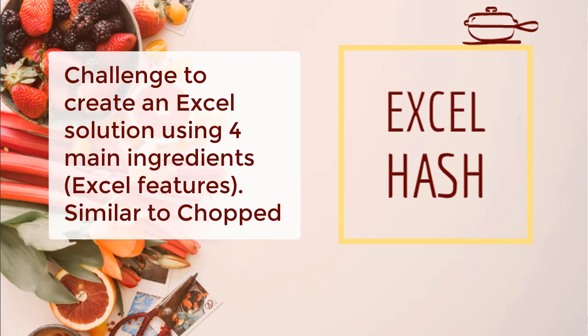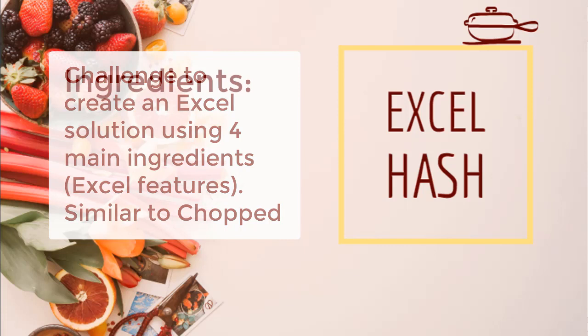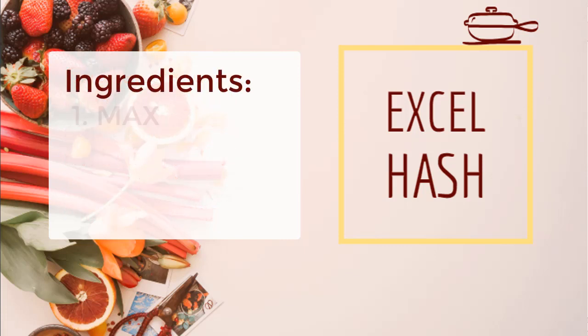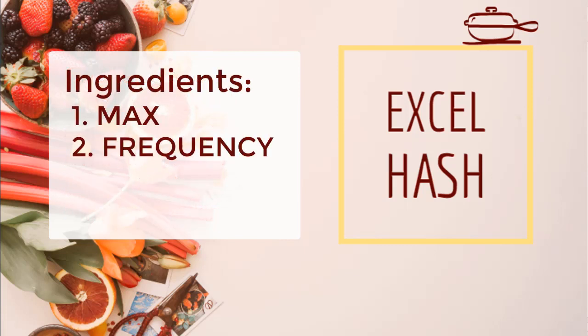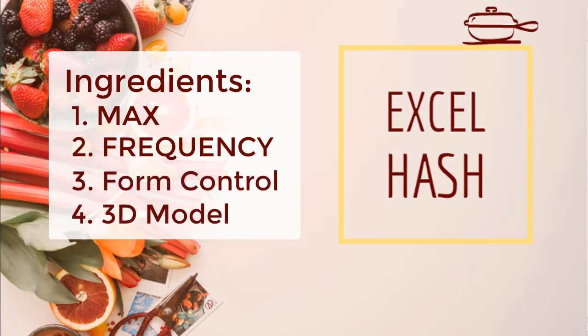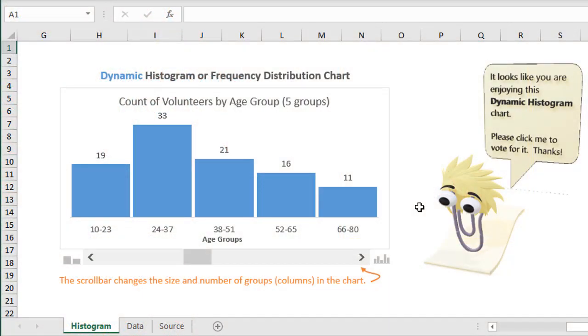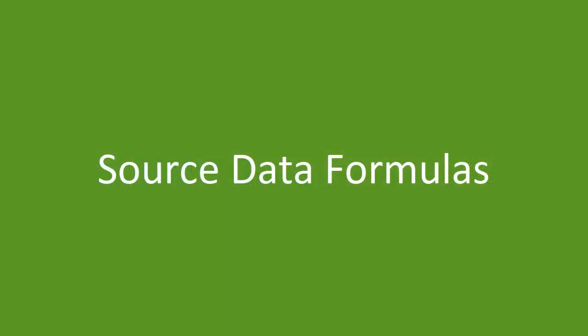And we're doing something similar, a contest here, where we have four main features that we have to use to create a solution in Excel. And those ingredients are the max function, the frequency function, a form control, and a 3D model. So Clippy over here is a 3D model, and I'll explain more about him later in the video, but let's first take a look at the frequency distribution chart and how this is set up.